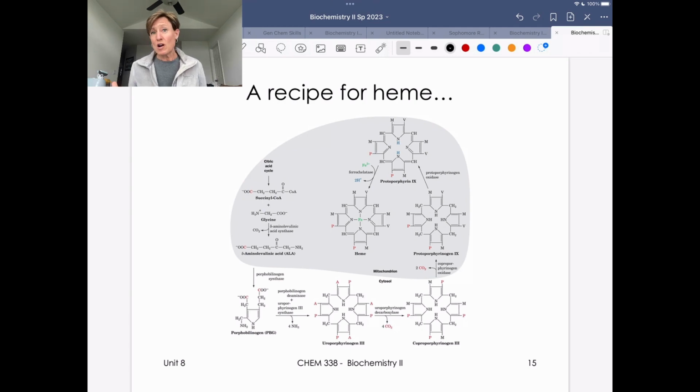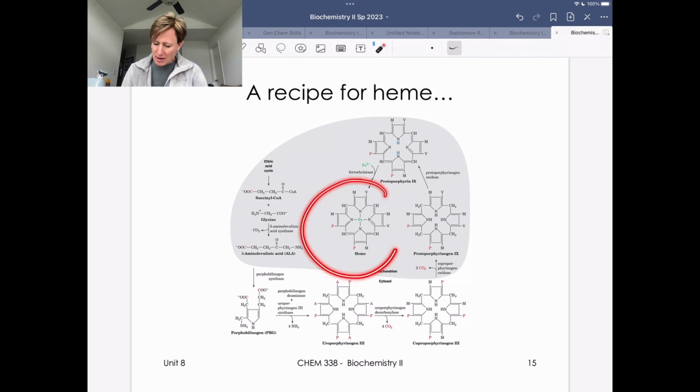So I want to take a minute and talk about heme. Heme is part of this learning unit because heme has nitrogen atoms, and so it's built from some amino acid sort of building blocks. But when we think about heme, we actually see heme in a lot of different places. So when you think about heme, I want you to think about a structure like that.